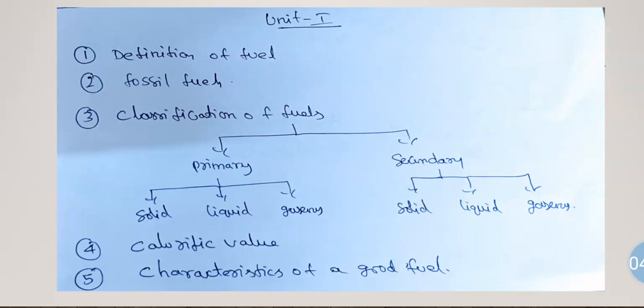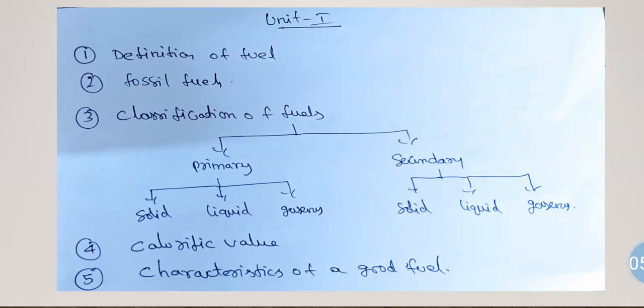And the secondary fuels are derived fuels which are obtained from primary fuels. They may also be solid, liquid and gaseous in nature. Examples of solid fuels are coke and charcoal, and the liquid fuels are kerosene, diesel oil, petrol, LPG. And gaseous secondary fuels are coal gas, water gas, and oil gas.